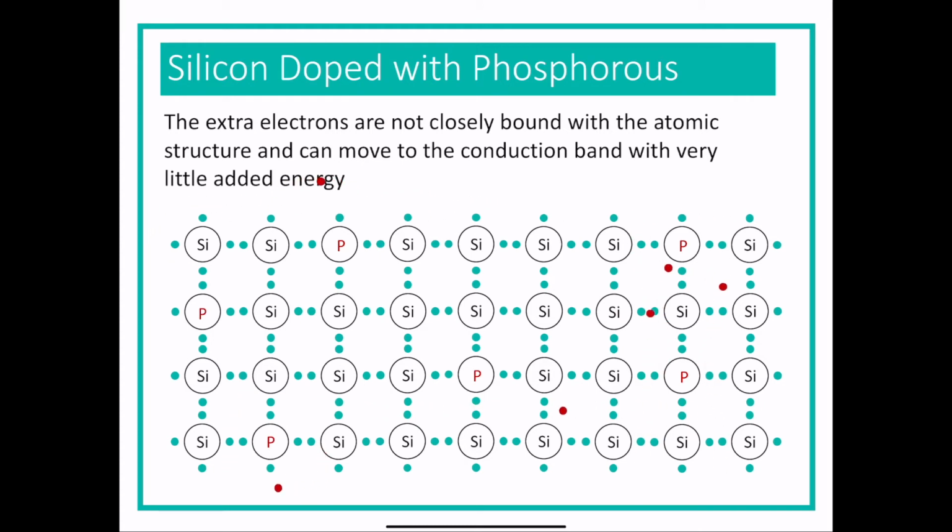And one of the reasons for that is donor atoms, which is what we call atoms that have an extra electron because they're donating an electron. So donor atoms add electrons. The energy level of donor atoms is a lot higher than the energy level of the valence and conduction band levels.